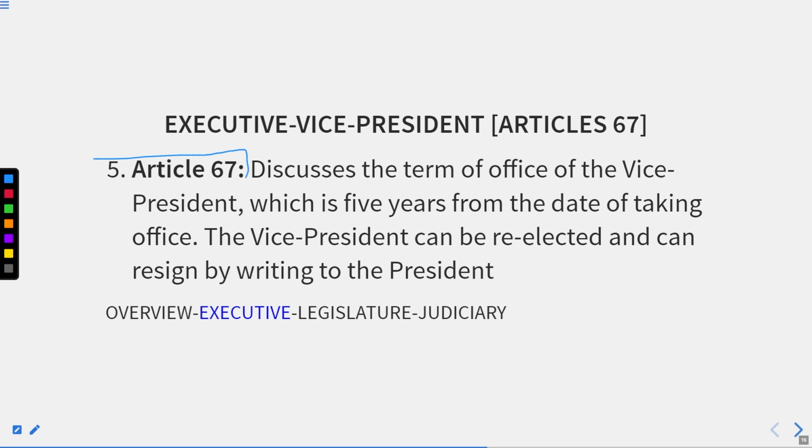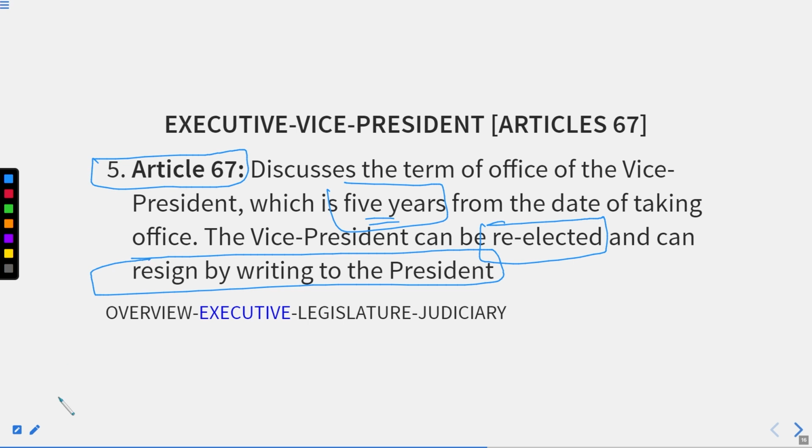Article number 67 discusses the term of office of the vice president. 5 years from the date of taking office, the vice president can be re-elected and can resign by writing to the president. Okay, like the tenure is for the 5 years. He is also eligible for the re-election and he could resign by writing to the president. Okay, so these are the provisions of the Article 67.